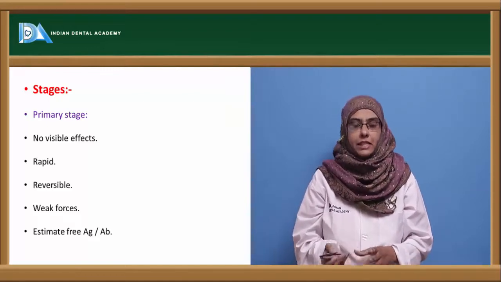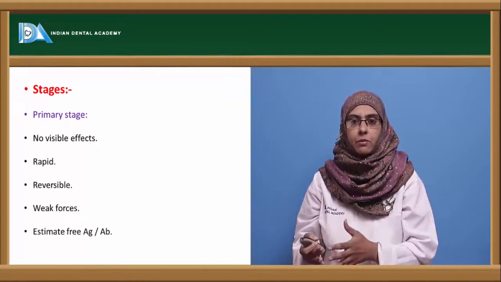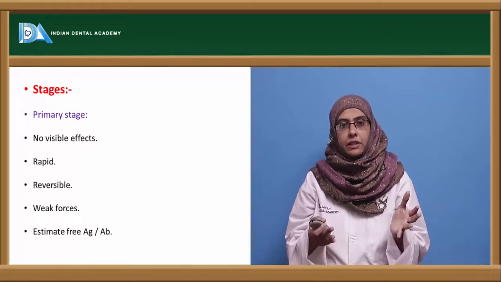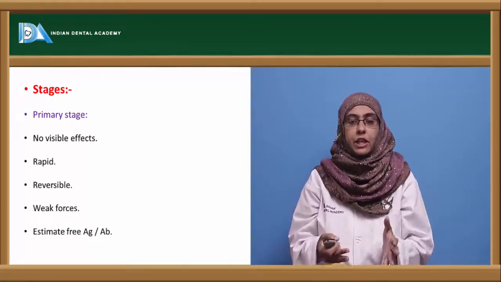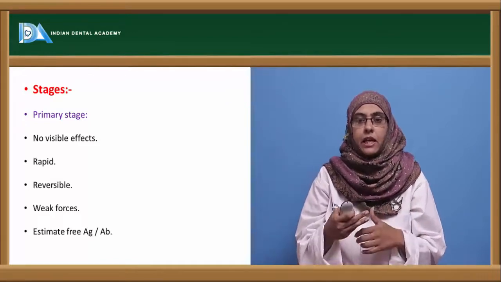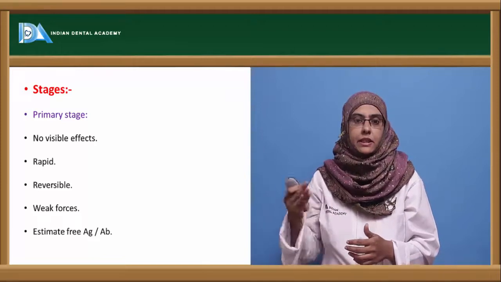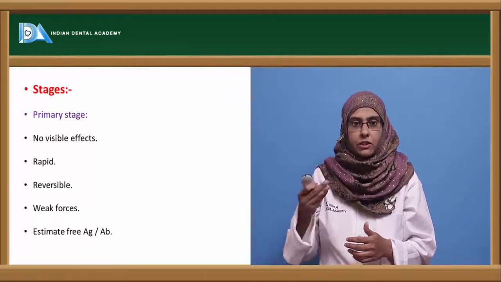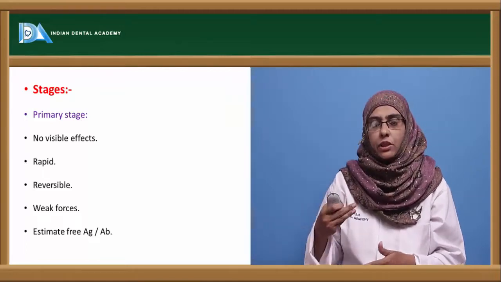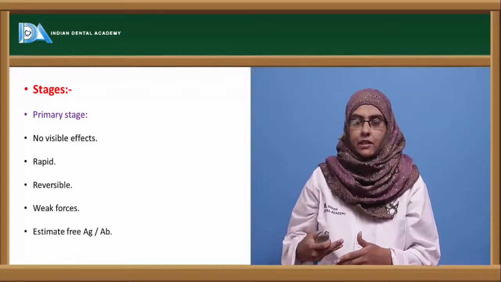Now coming to the stages. What are the different stages that are required to see this antigen antibody interaction? It is not a single step where you can see the interaction taking place between antigen and antibody. Though they might react immediately, they will not be seen in an observable manner unless it is a secondary stage. So the stages of the interaction between the antigen and antibody can be classified into three major types: the primary stage, the secondary stage and the tertiary stage.